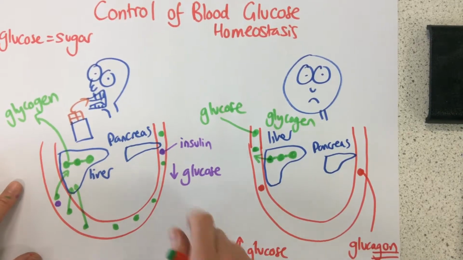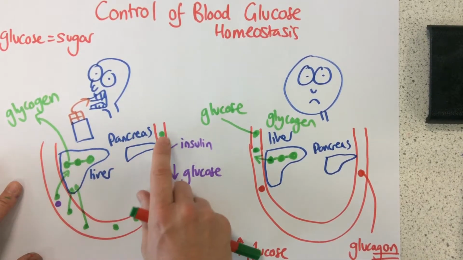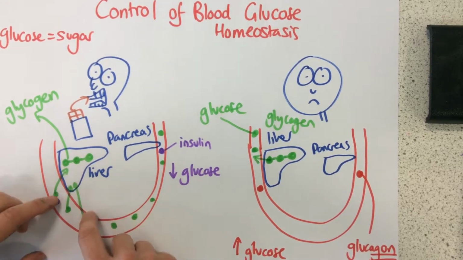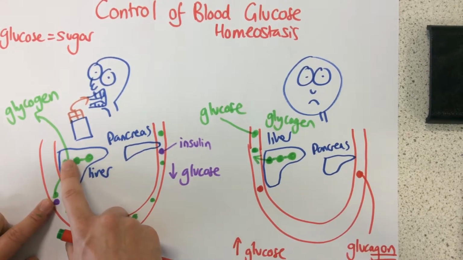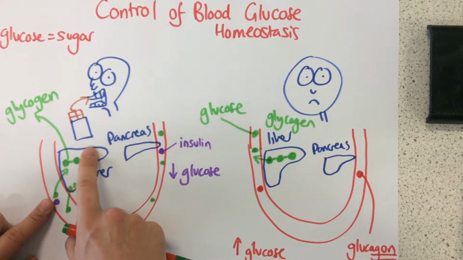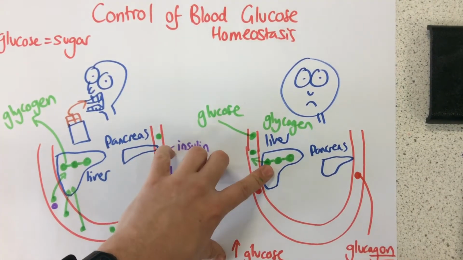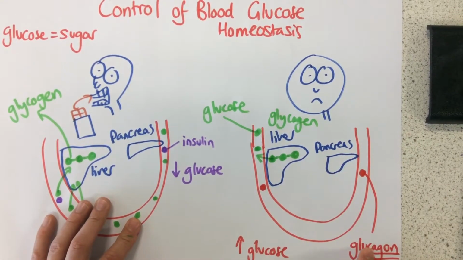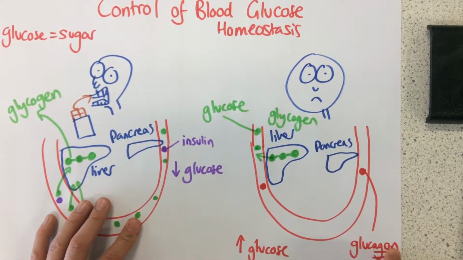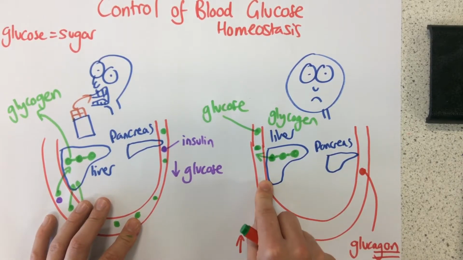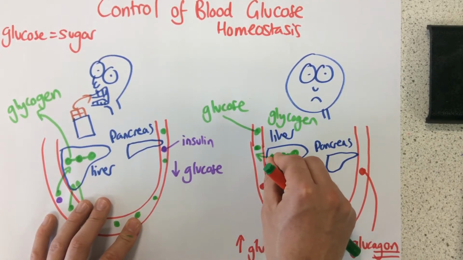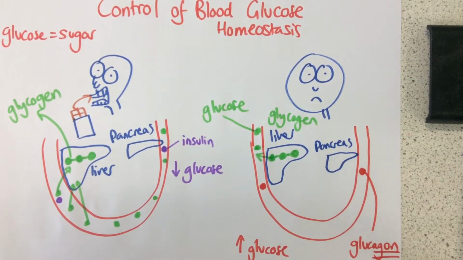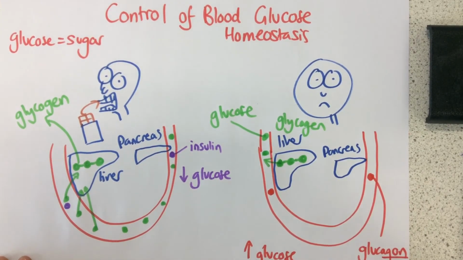So a quick recap. If the glucose levels get too high in the blood, the pancreas releases insulin, which removes glucose from the blood and stores it as glycogen, which is this branch structure here. And if the glucose levels get too low in the blood, the pancreas releases glucagon because all the glucose has gone. This travels in the blood and it causes the glycogen to break down and re-enter the blood as glucose. That is how we control blood glucose.